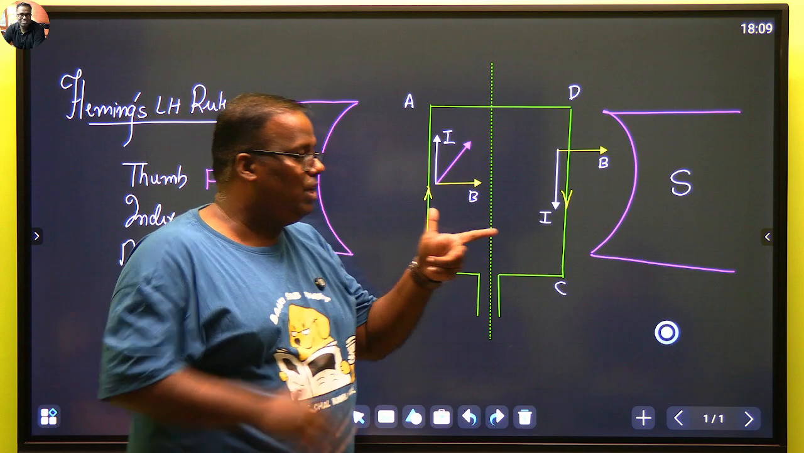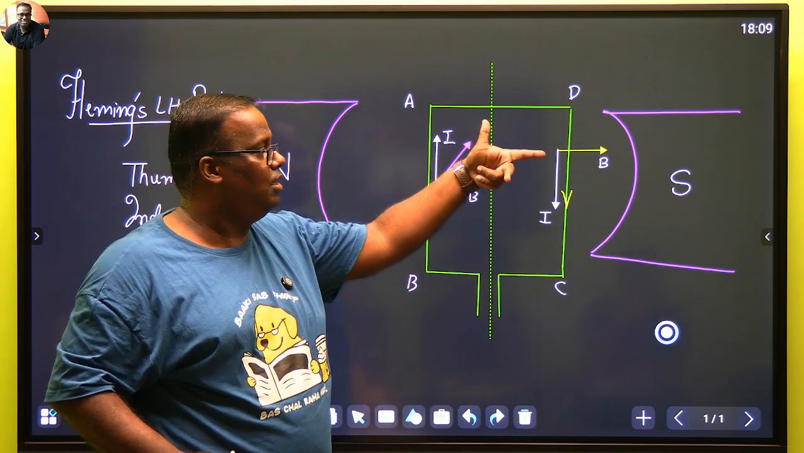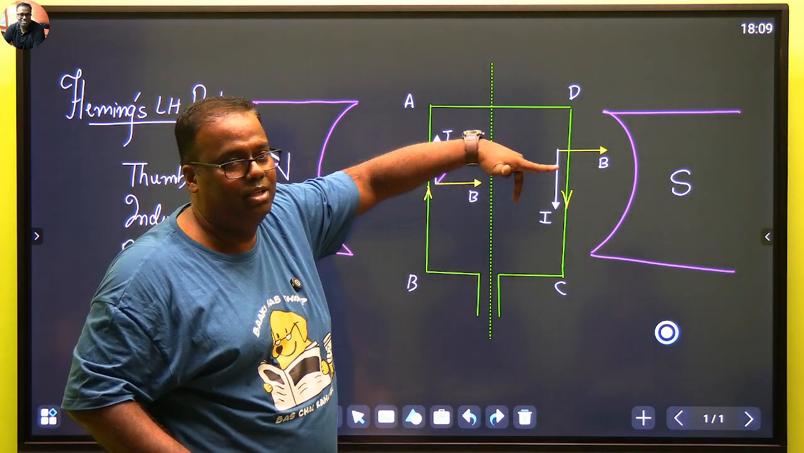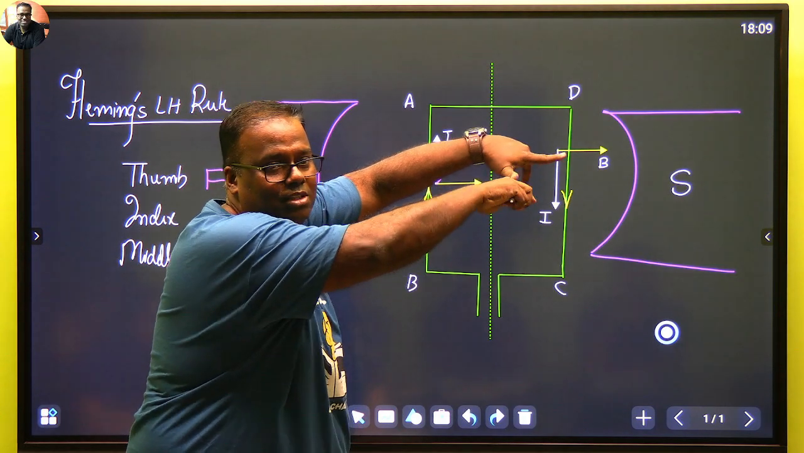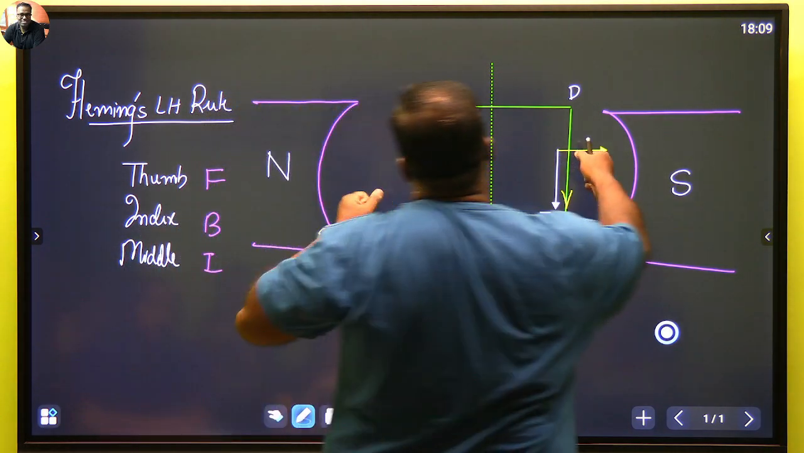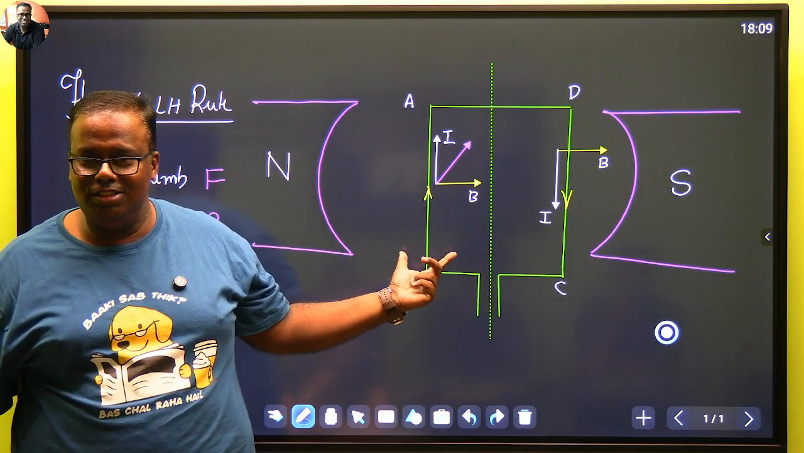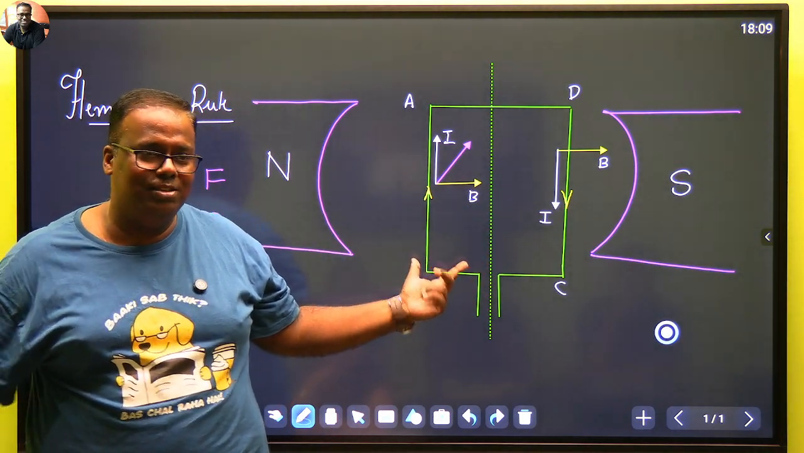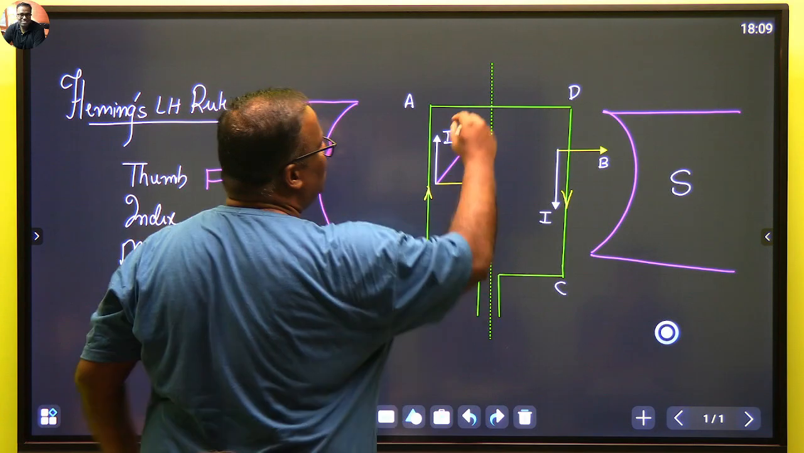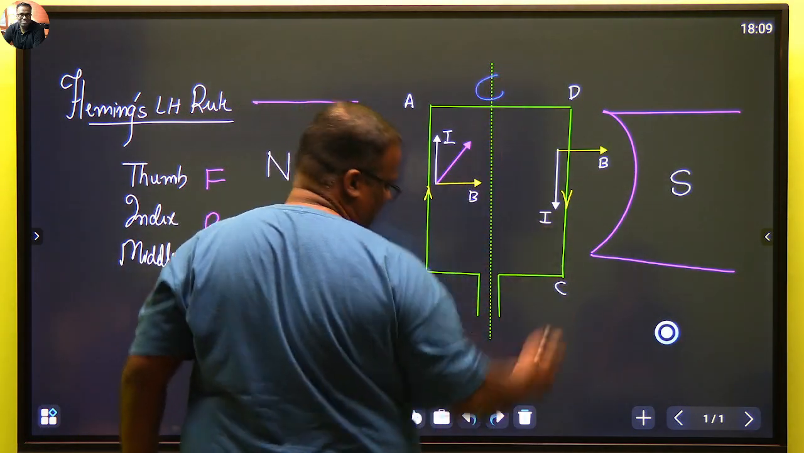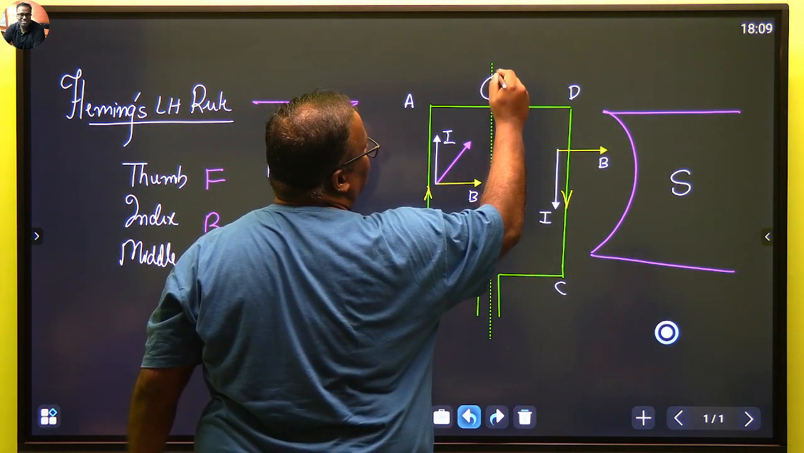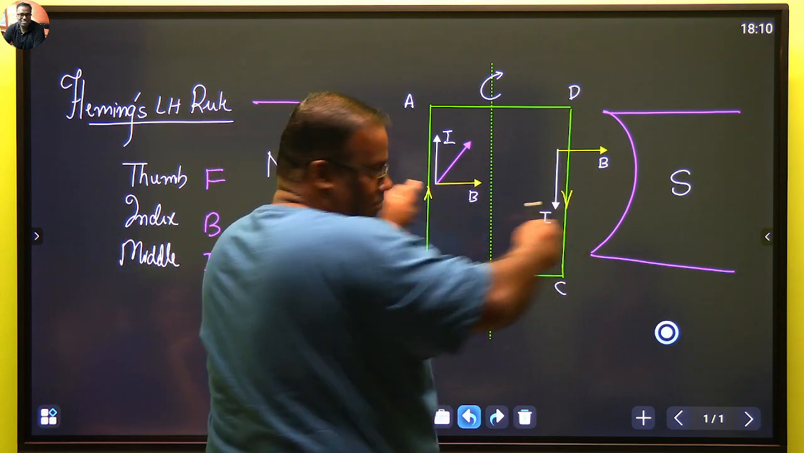So this is my magnetic field, it goes this side. Current is on which side? Down. Now the force is outside. Wow, so beautiful. This is going inside, this is going outside. Will it rotate or not? It becomes like the door of IKEA. Yeah, so how does it rotate? It rotates in this direction. Yeah.